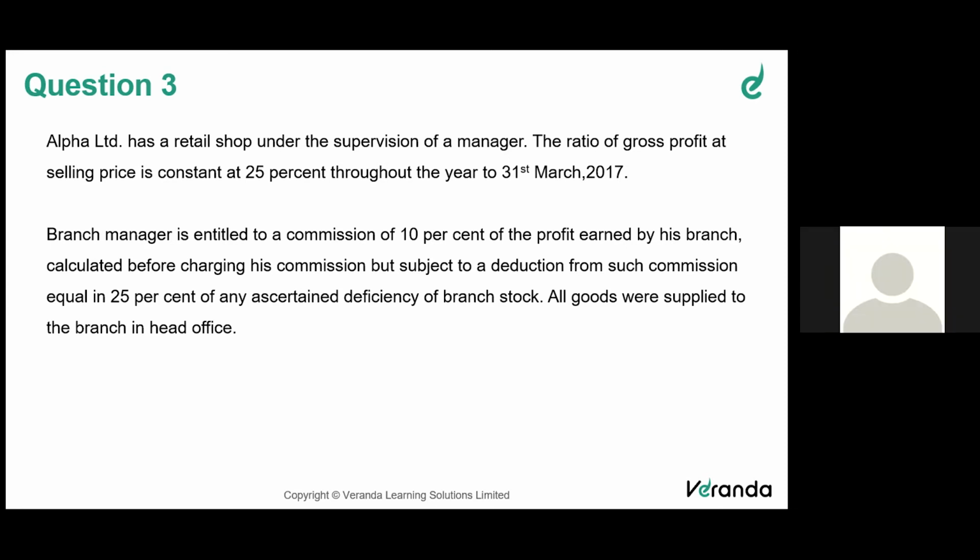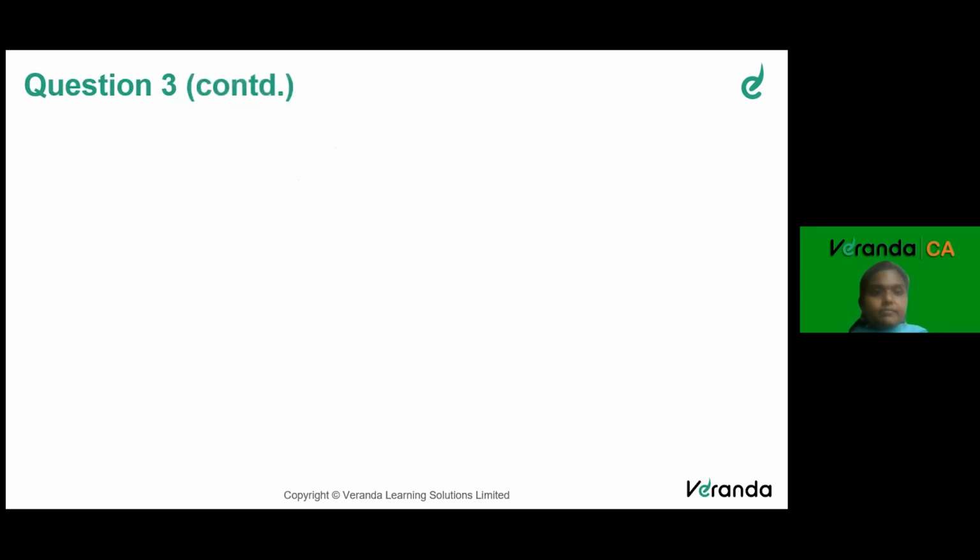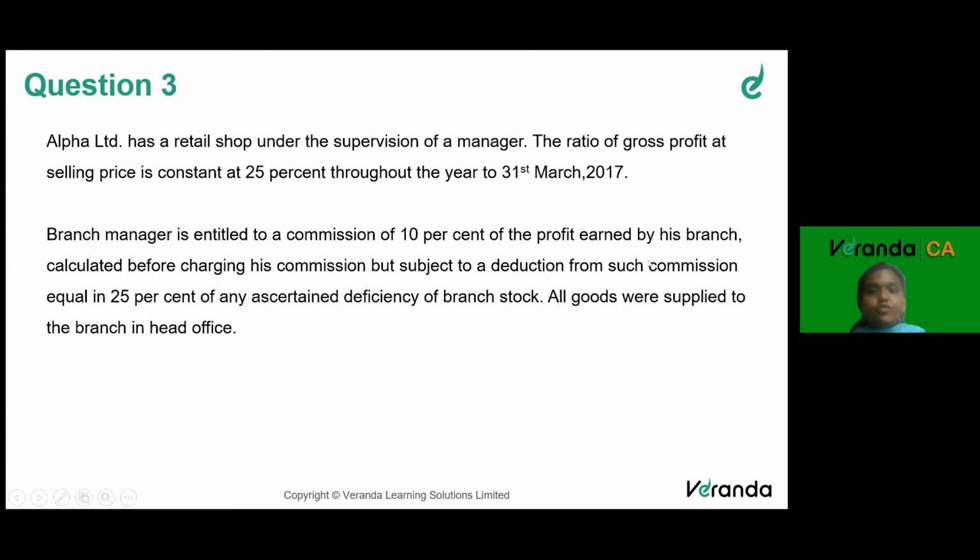Yes, ma'am. So that's the normal commission, which you would earn, 10% of profit. But he's also entitled to a 25% bonus of commission, subject to a deduction. If he is making any deficiency in the branch stock, 25% will be deducted. So 10% is a plus for him, 25% is a deduction. If there is any deficiency in the branch stock, then a 25% deduction will be given.